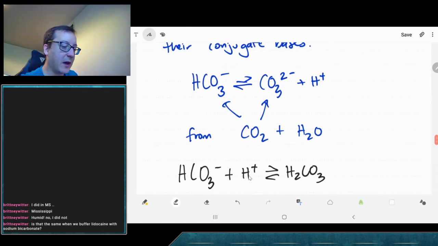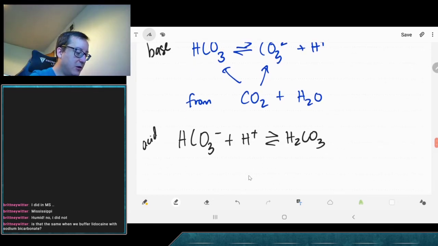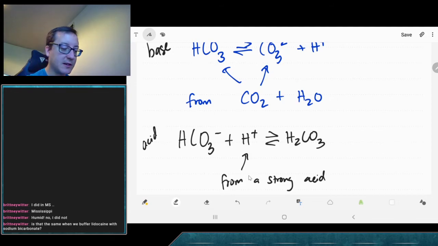If we take a look at this, if we add a base to our solution that has bicarbonate in it, the bicarbonate can give away a proton, thereby neutralizing that base, and it will become the carbonate anion. If we add an acid to our solution of bicarbonate, it can take that H and become carbonic acid. And remember that weak acids, like carbonic acid, do not release their protons very easily. So this would be H+ from a strong acid, say, your stomach acid or something.